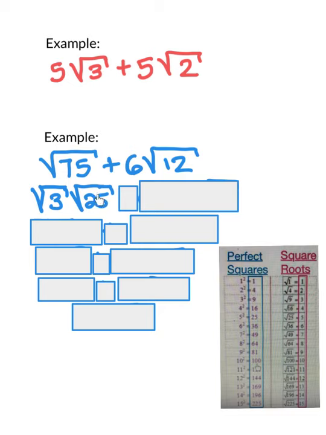And then I want to ask, can I take the square root of 3 using my perfect squares or my square roots list and get a whole number? The answer is no, because there's not a 3 in here, so it goes 1 and then 4. And then we have 25. Well, can we take the square root of 25? The square root of 25 is 5, because if we look at our perfect squares, we have 5 squared equals 25.